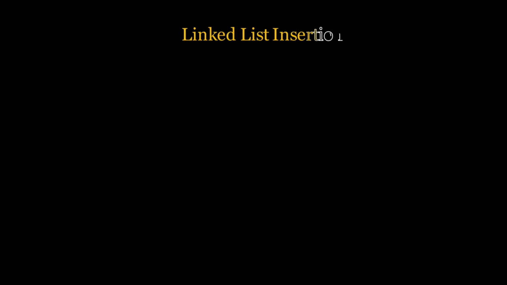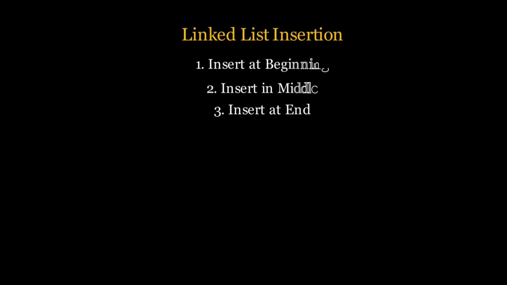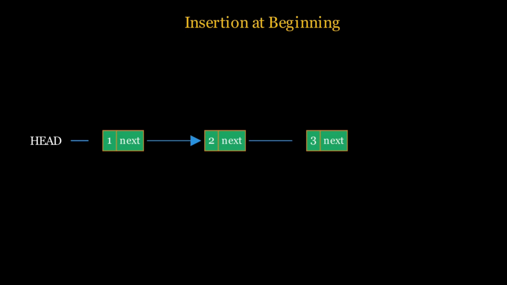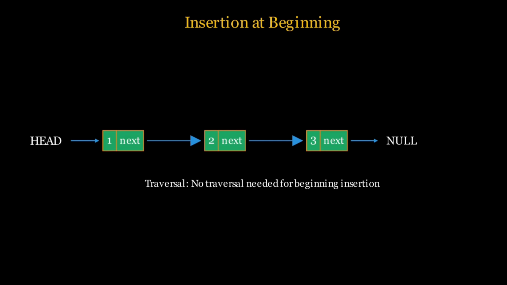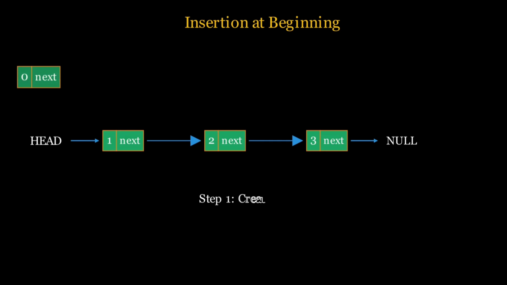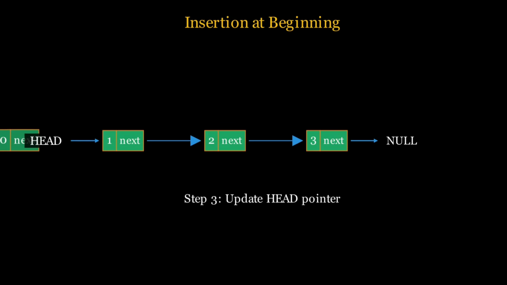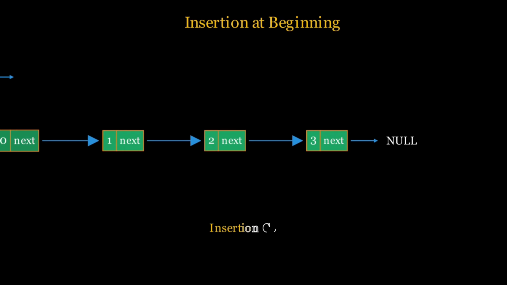Alright, how to insert nodes in the beginning, middle and end of a linked list? We will visualize and explain the process in detail. To insert a new node at the beginning, we follow three simple steps. First, create a new node with the desired value. Here it's 0. Second, point the new node to the current first node, which is node 1. And finally, update the head pointer to point to the new node.